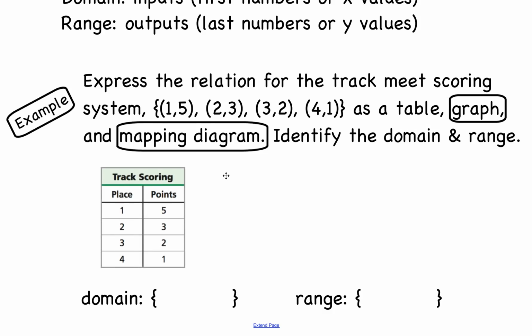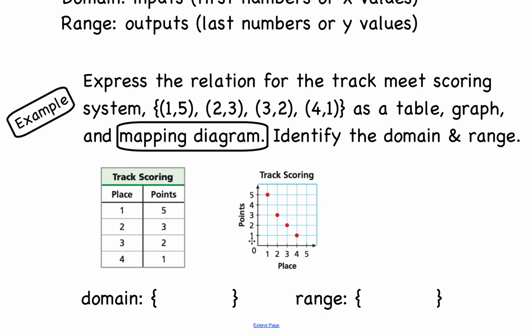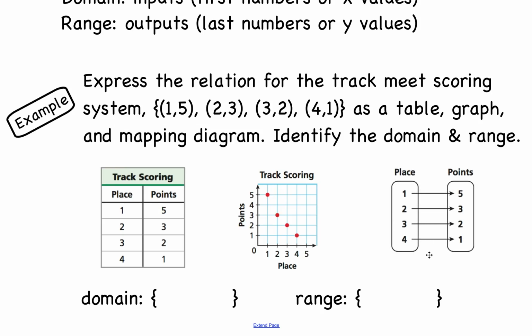If we were to write that as a table, we would take all of the inputs, okay, those would be the first values, 1, 2, 3, and 4. Those are the x values. And then the outputs, or the points, are the y values. Okay, so there's that representation as a table. The representation that was given to us was as a set of ordered pairs. So if we were to graph each of those ordered pairs, it would look like this. So there's another representation. And then as a mapping diagram, it would look like this.